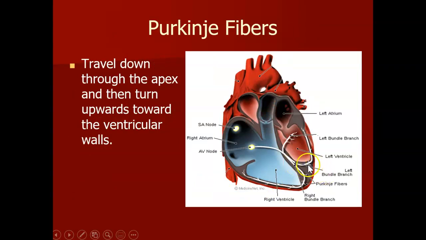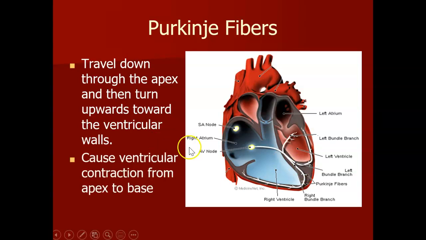Coming off of these branch bundles, you can see they're kind of tiny on here, these little fibers called the Purkinje fibers, and their job is to, again, just propagate this action potential. They allow the ventricles to contract starting at the bottom, and the contraction moves up towards the base. That's because of these Purkinje fibers. So ventricles almost contract in the opposite direction that you would think they would, right?